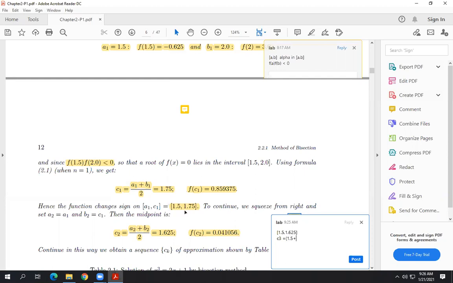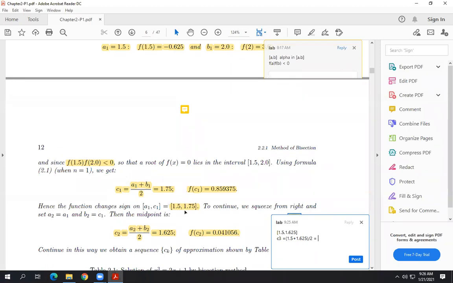1.5 plus 1.625, divided by 2, and that's the answer. You can get, I think, 1.5625. Yeah, that's the answer here.